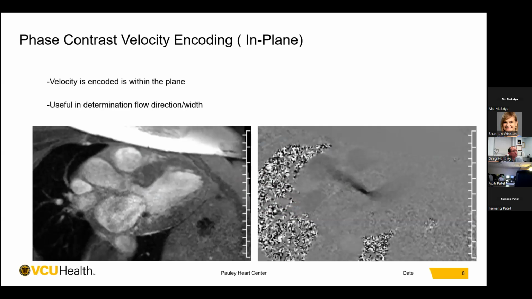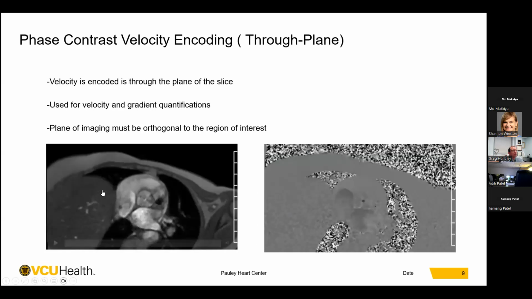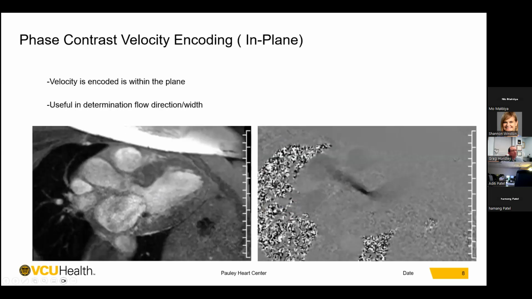So how do we do that? We have two ways of doing that. We have in-plane or through-plane encoding. The in-plane encoding, which I'm showing here, I don't know if this plays or doesn't play, is where the velocity is encoded within the plane. It is helpful to assess the direction of the jet, especially if you have an eccentric or multiple jets. It also can tell us where the jet starts and its width.